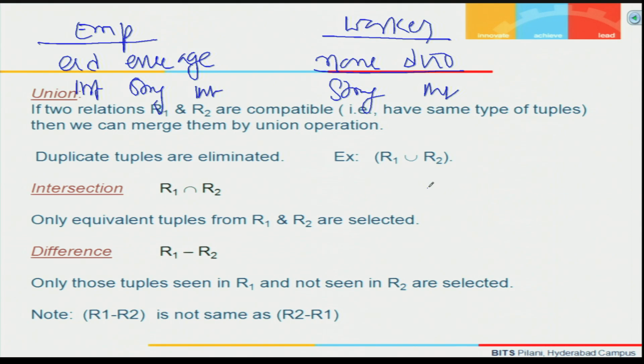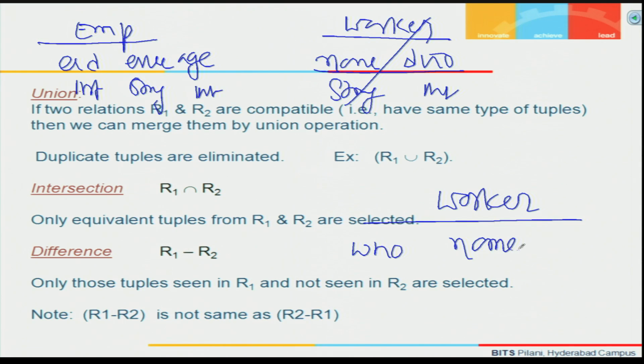Otherwise, let us assume that it is not the case, and that I have one other relation whose name is worker, and it has the worker number, the name and the age. In this case, what is happening?